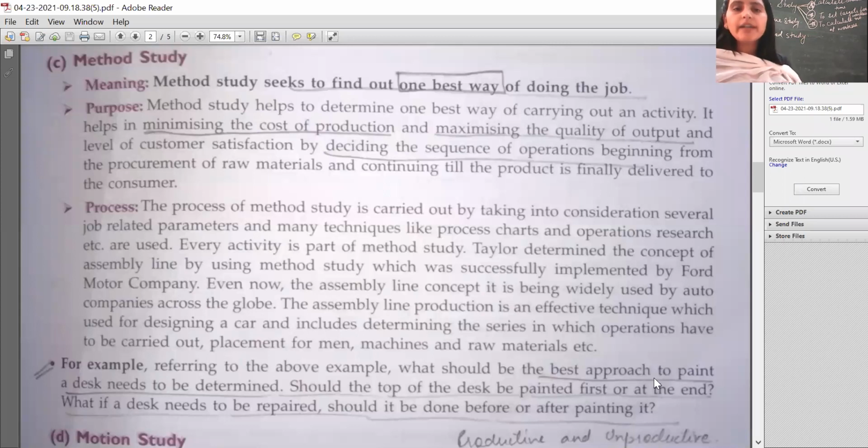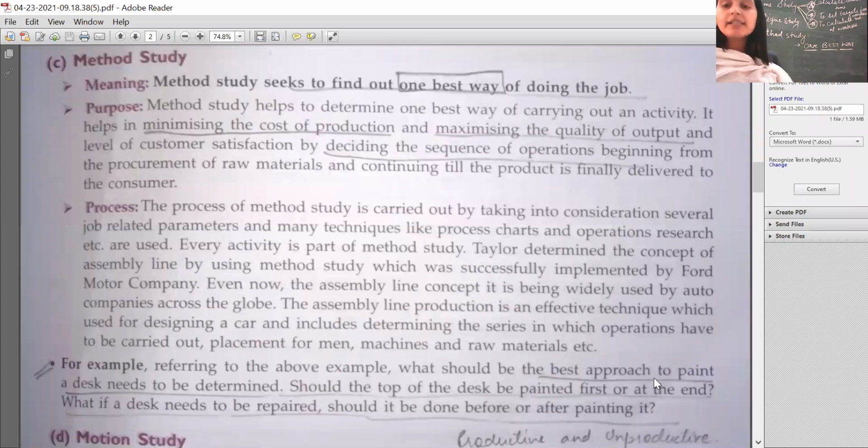So what is required? First of all, we'll read the meaning. Method study seeks to find out one best way. So this is the key word to tell you. One best way or one best method is being identified here in method study of doing the work.